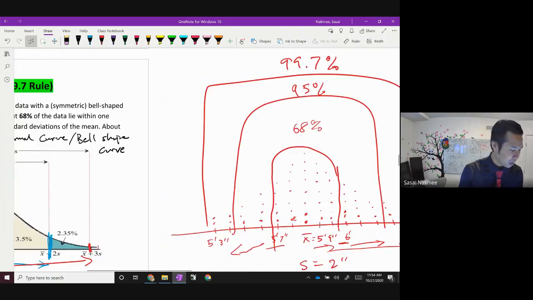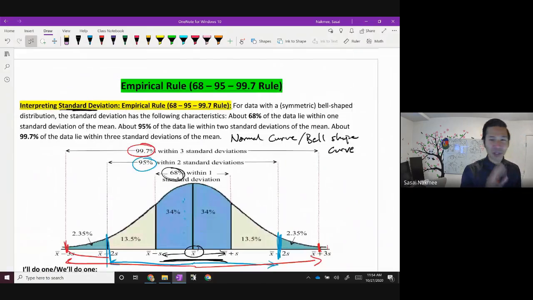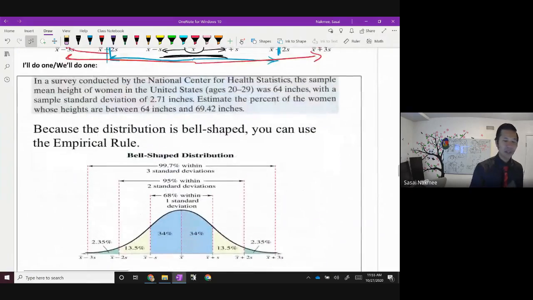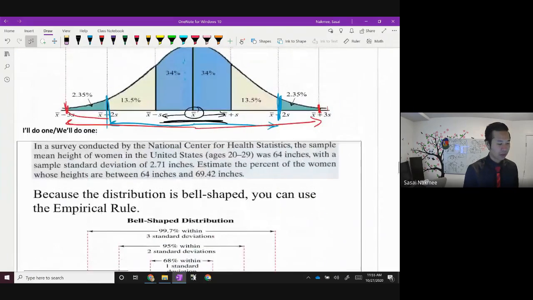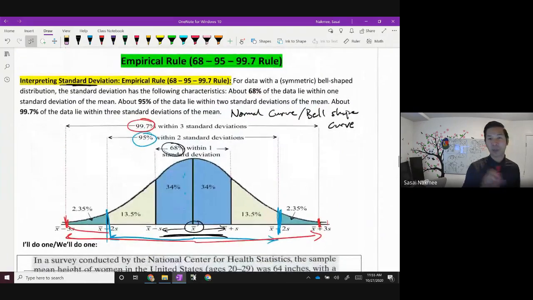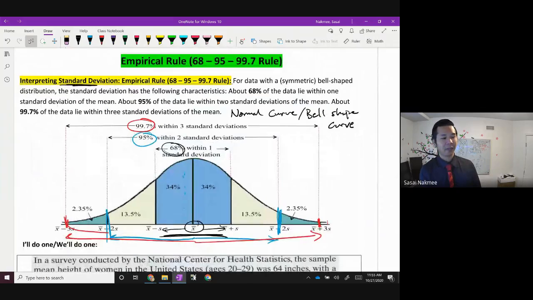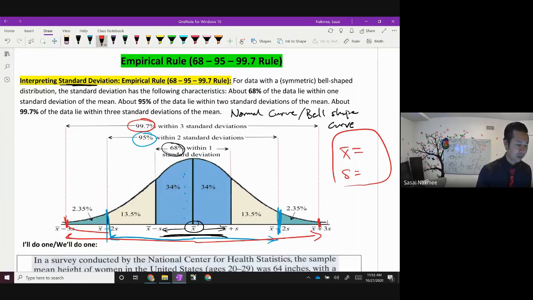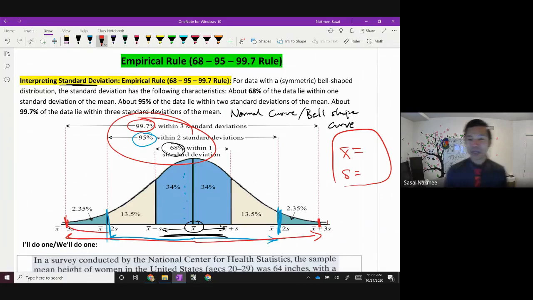Anyways, we'll do some actual problems next time. I just wanted to share with you what the idea was behind the empirical rule. But when we actually do the calculations, you'll see it's fairly easy to do, to see what percentage of people are between what height and what height. If I know the average and I know the standard deviation, I can do these calculations, right, for this right here. But we'll do that next time.